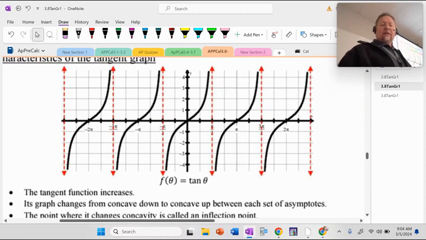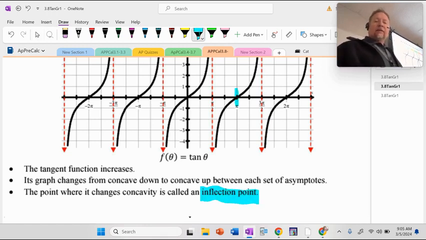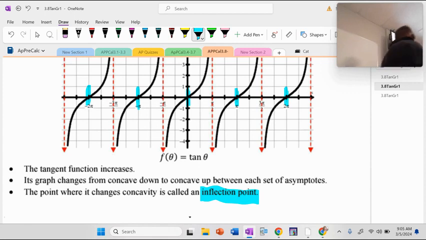Notice it increases forever. We do have inflection points. What I did with the other hour is I actually marked them with a highlighter. That's where it changes concavity, those zeros. All right. So we could highlight that. And it does change from concave down to the left of a zero, concave up to the right of the zero. But it's increasing forever except for the interruptions at the vertical lines.